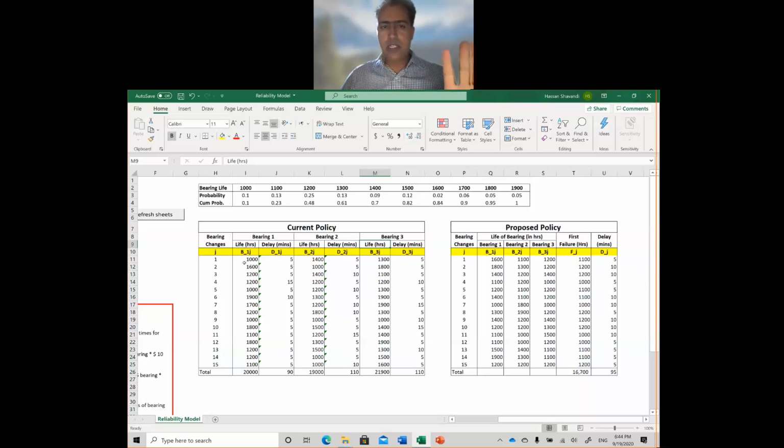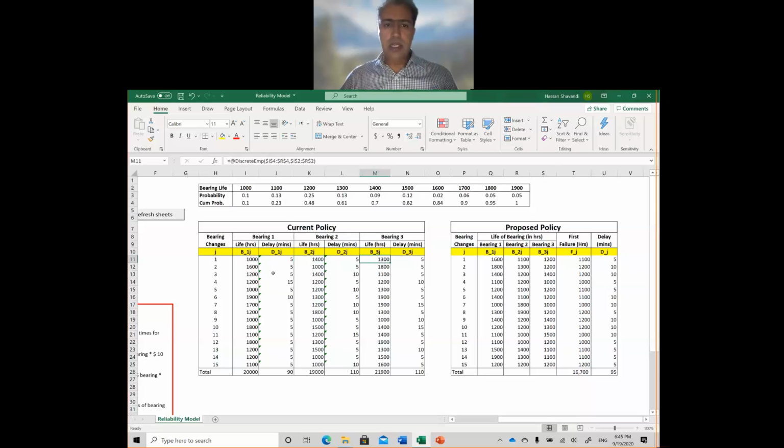And at first we generate a random variable from the distribution that we have for the bearing life for the life of this bearing. Okay, so we do this by the discrete empirical function. And as you see here, for bearing 1, it's 1,000 hours. For bearing 2, it's 1,400 hours, and for bearing 3 is 1,300 hours.